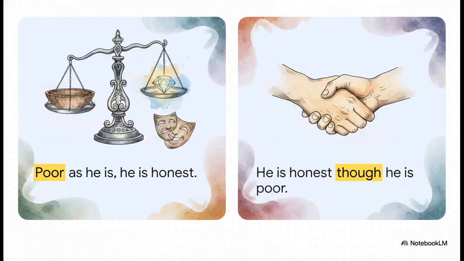And this right here brilliantly shows how we handle concessions or contrasts. So say you want to show 2 opposing truths at the exact same time. You could say, he is honest, though he is poor. And, well, it works. It's fine. But look at that first option. Poor as he is, honest. It slaps the condition right at the very front, and it creates a completely different dramatic effect. Being able to smoothly express contrast like this is absolutely a hallmark of truly sophisticated writing.